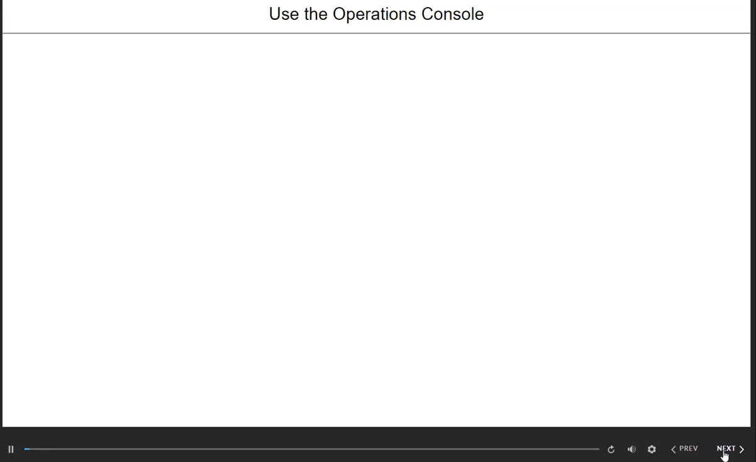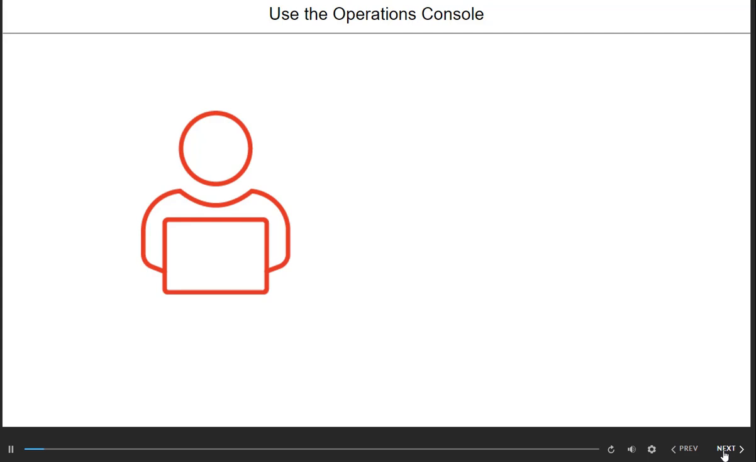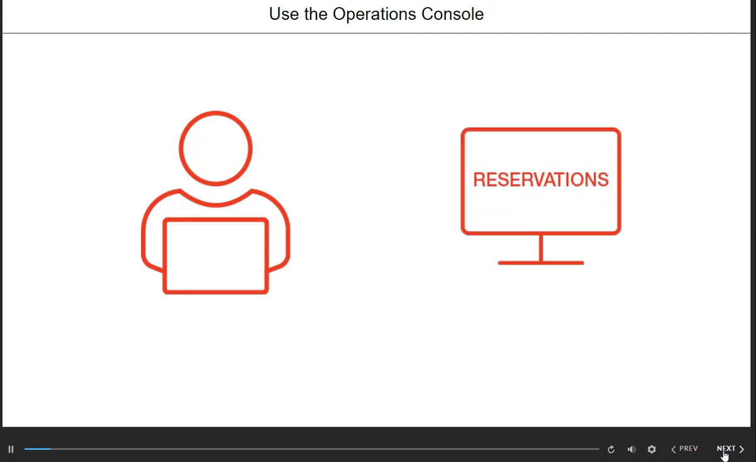Let's look at an example now of using the Operations Console. Matt needs to create a new business object called Reservations. He'll first create the business object in the staging environment and then move it to UAT for testing, and then push the changes to production once everything is working.